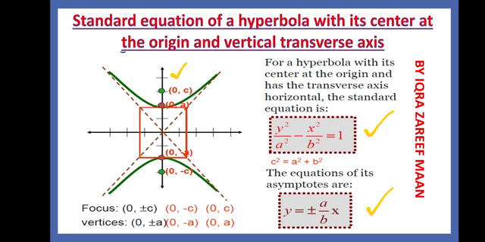In this case, the coordinates of the foci are (0, minus c) and (0, plus c), as the foci lie on the y-axis, at distance c from the center. It means we have two points (0, minus c) and (0, c), and the vertices in this case are (0, minus a) and (0, a). Notice the difference between this form and when the transverse axis is the x-axis.